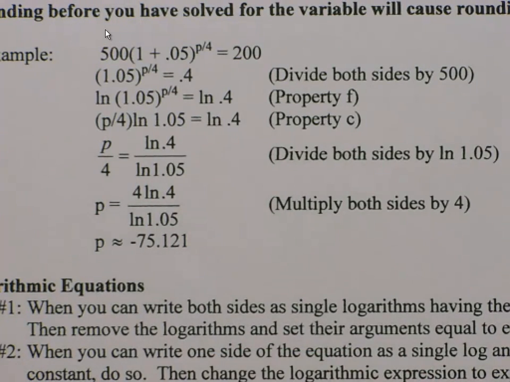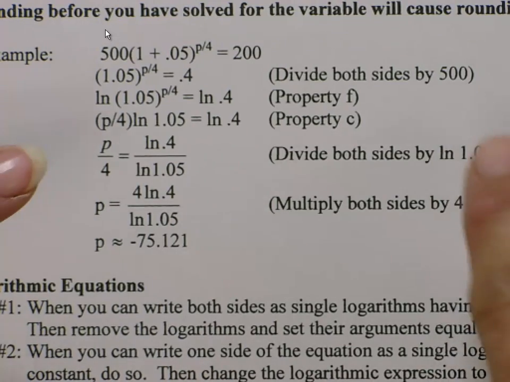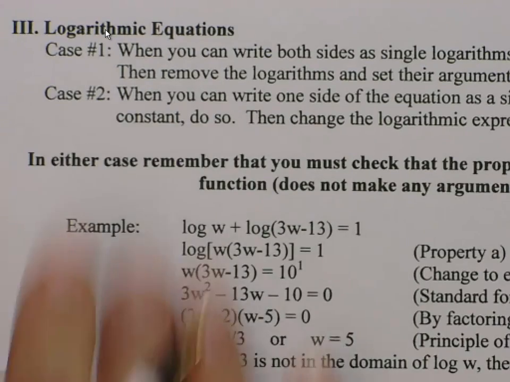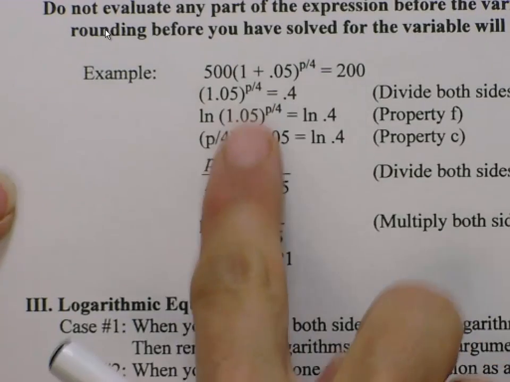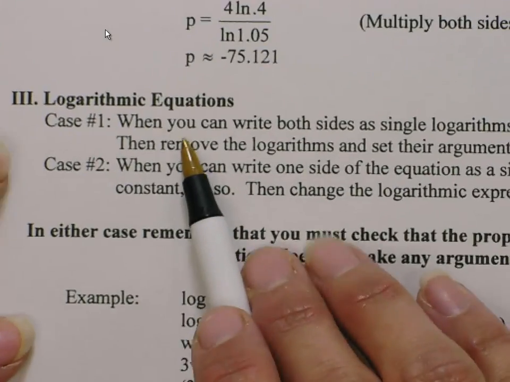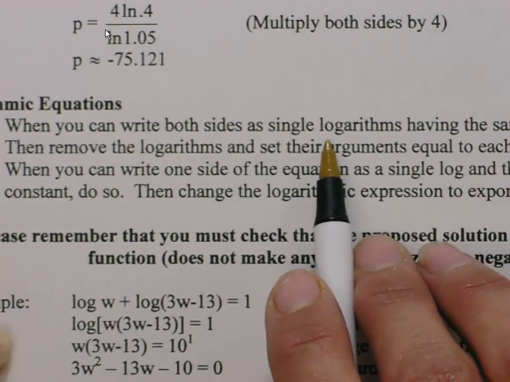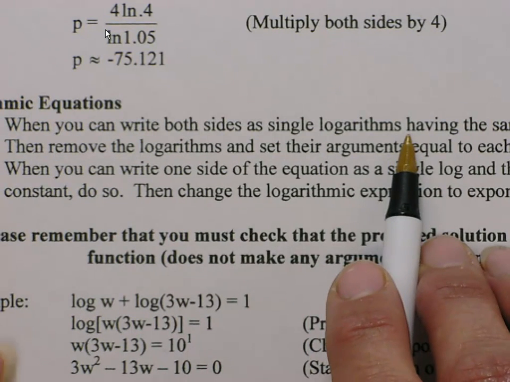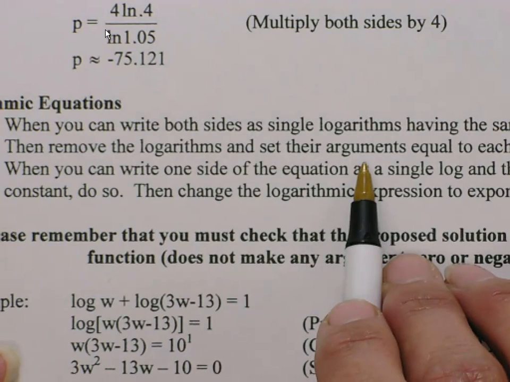All right. Since that is the only kind of problem that we have not yet done, I'm going to go ahead and mention these 2 cases of logarithmic equations, and then however much time we have left, we'll find some more like this. The 2 cases of logarithmic equations were in last night's homework. Either you can write both sides as single logarithms having the same base, in which you do that and then remove the logarithms, set the arguments equal to each other.